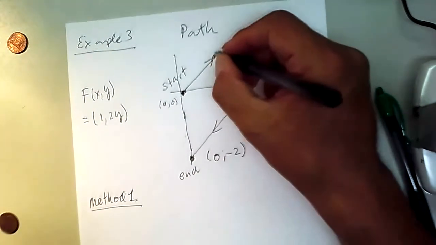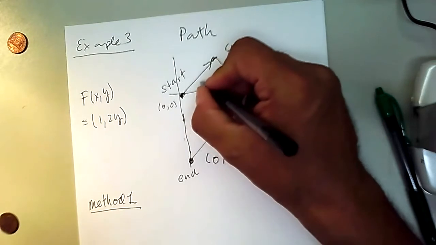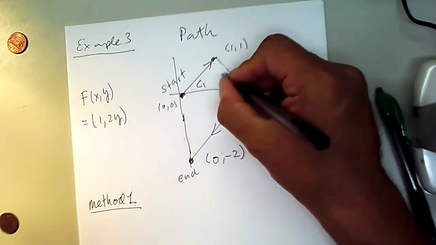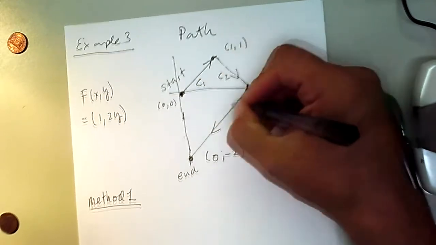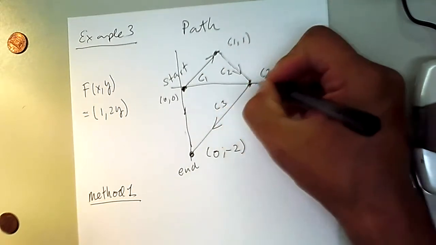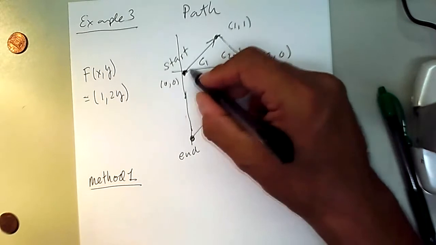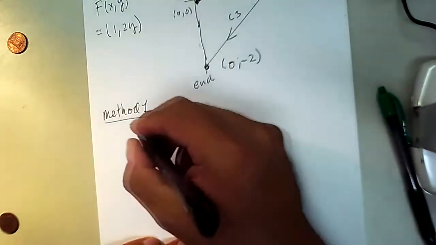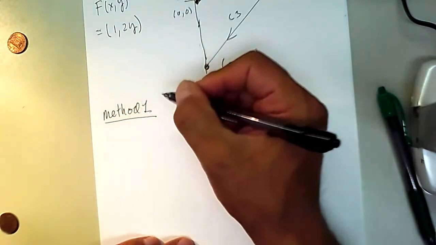Okay, we're going to split this into three paths. C1, that's from here to here. C2, from there to there. And C3, from 2, 0 to 0, negative 1. So 1, 2, 3 paths. That makes sense. So first, we got to figure out the paths.